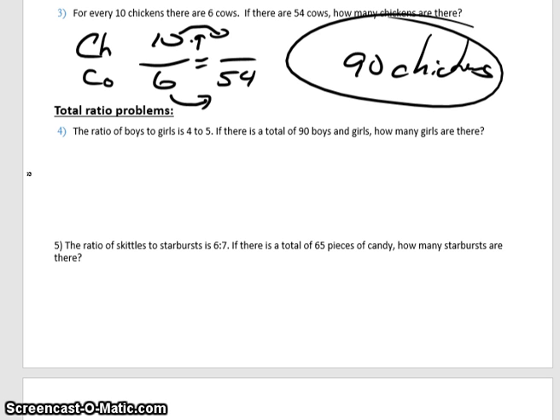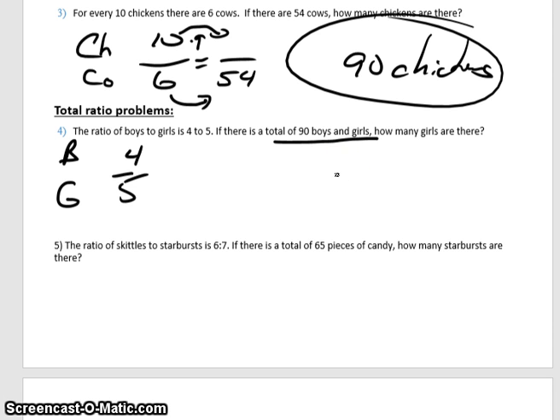So here's how this one works. It says the ratio of boys to girls is 4 to 5. 4 what? 4 boys. 5 what? 5 girls. Now here's where it becomes interesting. They say there's a total of 90 boys and girls.